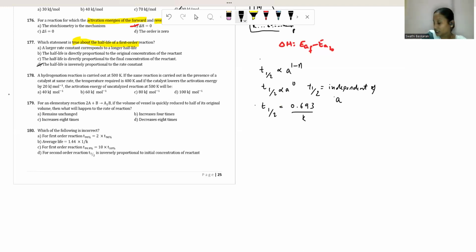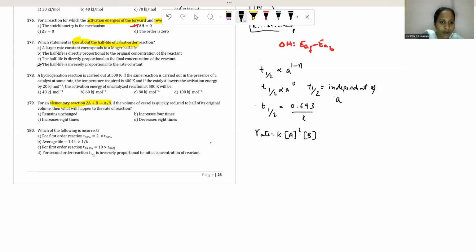Now coming to the 178th question. So what is the 178th question? They are saying, let me take 2A plus B giving rise to A2B. If the volume of the vessel is quickly reduced to half of its original volume. Whenever we reduce the volume, the rate of the reaction has to increase because volume is reduced for gaseous reactants, and hence all the reactants will come close to each other. One more hint they are giving here is that it is an elementary reaction. For an elementary reaction, you can give the rate law directly. So rate is equal to k into A raised to the power 2, because of the stoichiometric coefficient, multiplied with the concentration of B.